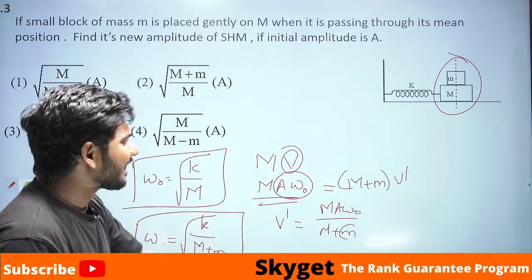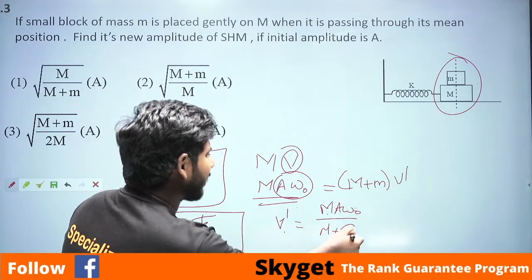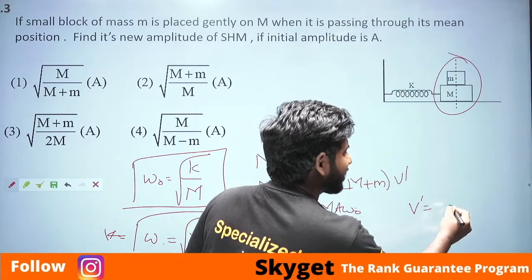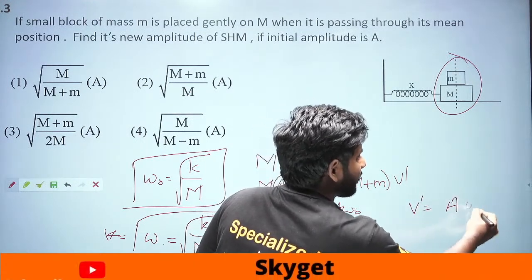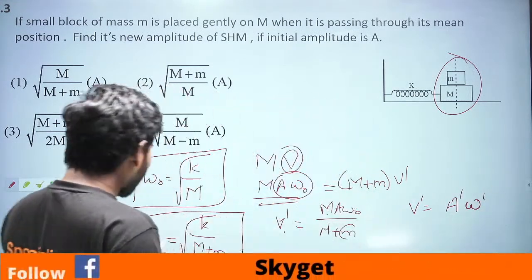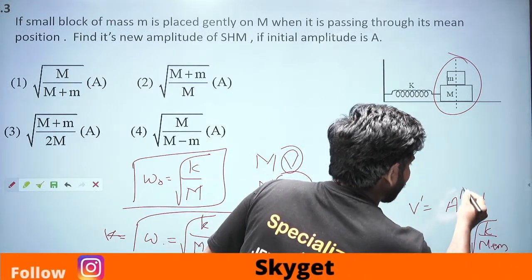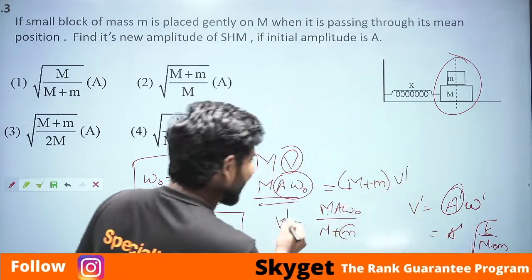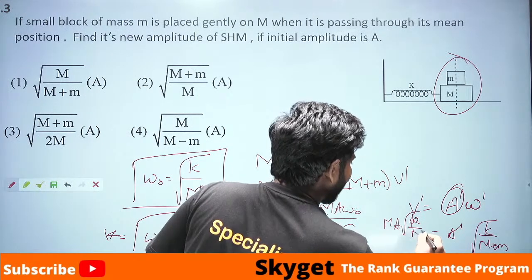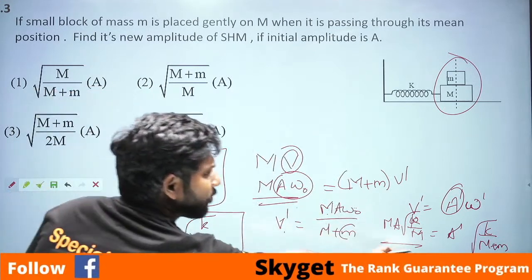Students, now what we need to find out here? V dash is equal to M A omega naught by M plus m. So now what is the final velocity? V dash is equal to A dash omega dash. What is omega dash? Root over k by M plus m. And what is A dash? We need to find out. What is v dash here? M A omega naught, that is root over k by M, divided by M plus m. Students, if you solve, you will be able to get the answer.